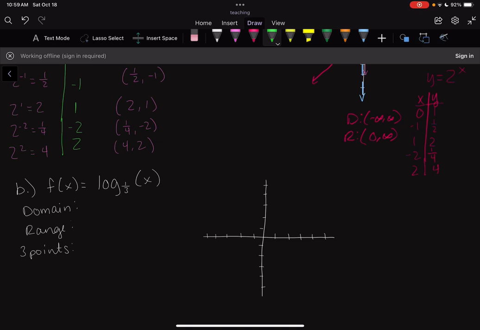So first I like to find my domain. So it's whatever's inside those parentheses has to be greater than 0. So in this case it's just x. So this is going to be 0 to infinity. That also lets me know that I have an asymptote at x equals 0. So I'm going to go ahead and plot that on here as well. I know I can't go past that.